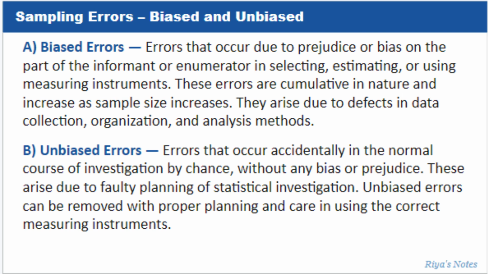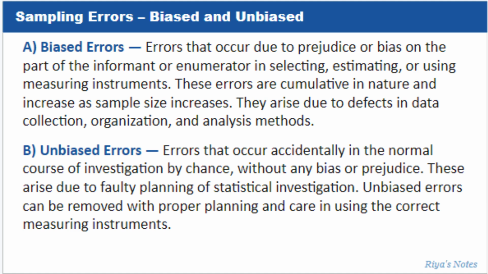Sampling errors, biased and unbiased. A. Biased errors, errors that occur due to prejudice or bias on the part of the informant or enumerator in selecting, estimating, or using measuring instruments. These errors are cumulative in nature and increase as sample size increases. They arise due to defects in data collection, organization, and analysis methods.